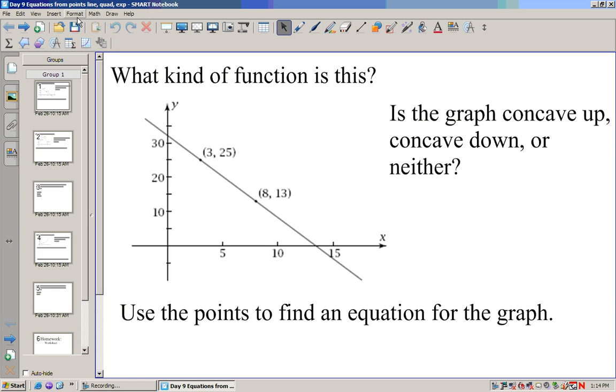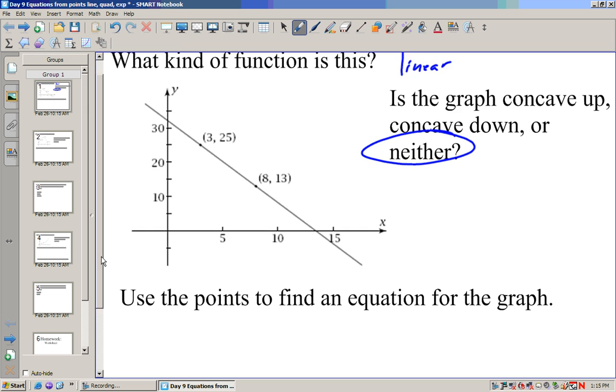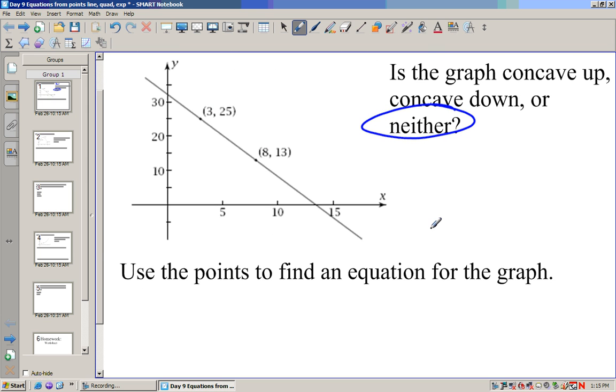Hello and welcome. Today we're going to learn how to find equations based off of a graph and some points on a graph. First off, what kind of equation? Hopefully everybody knows that this is a linear equation. Now this kind of graph isn't really concave up or concave down because it's not curving, so this is neither. Now we want to use these points to find the equation of the graph.